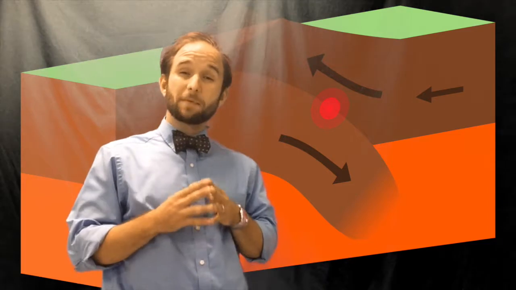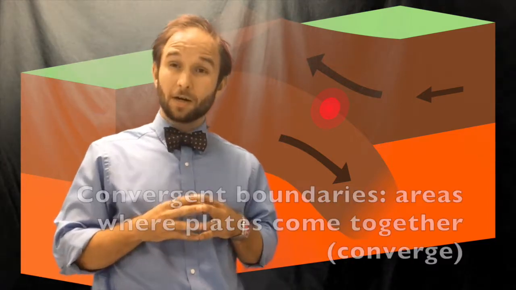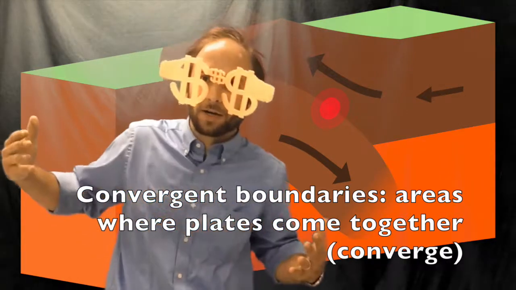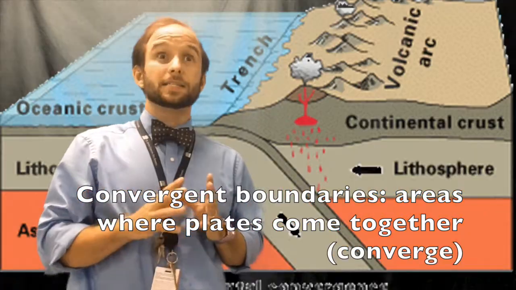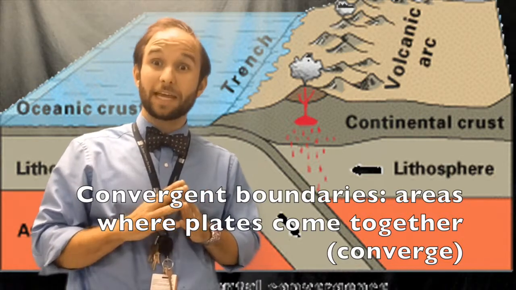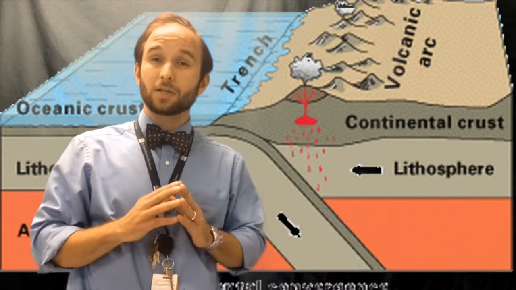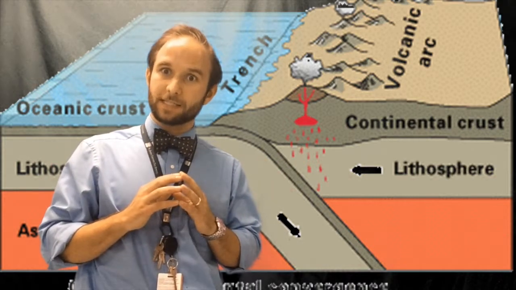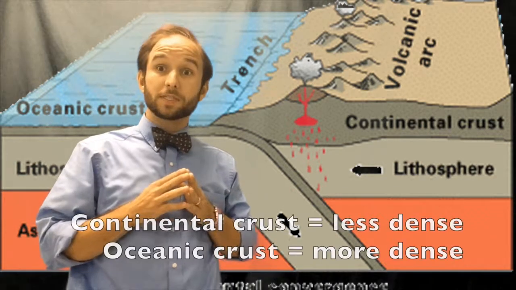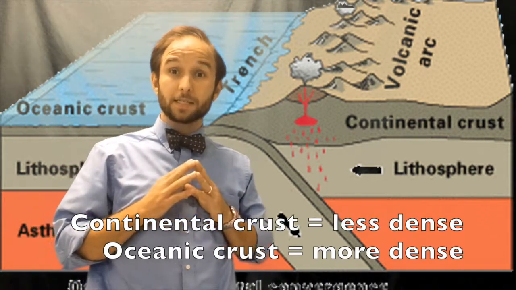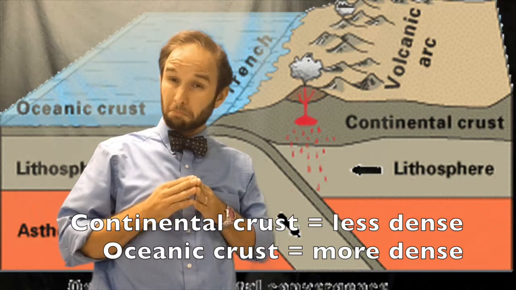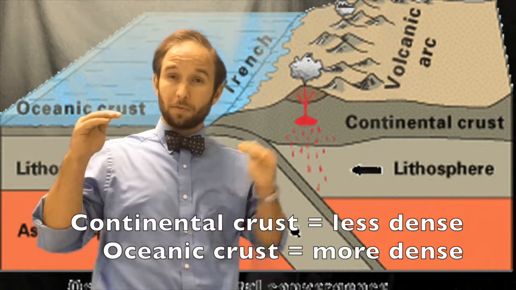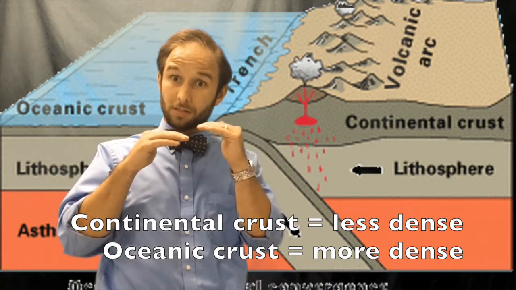Well, Mr. B. Adrapper has neglected to tell you about convergent boundaries, which is where plates come together! They converge! Yes, plates come together. They converge. So if they're the same density, we get different landforms than if they're different densities. For instance, continental crust is less dense than oceanic crust. So oceanic crust plates would be more dense than continental crust plates.